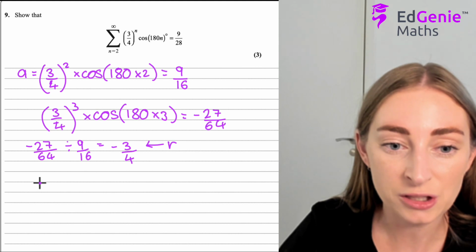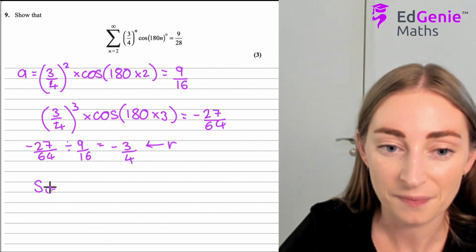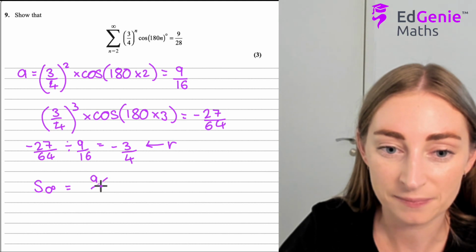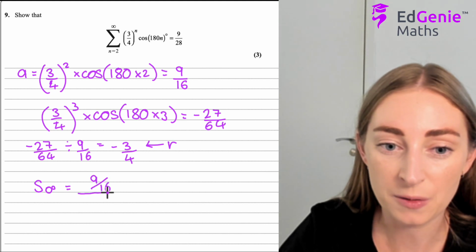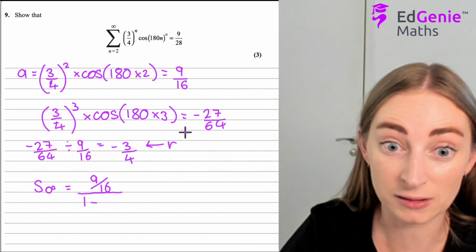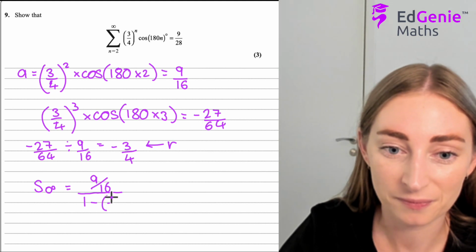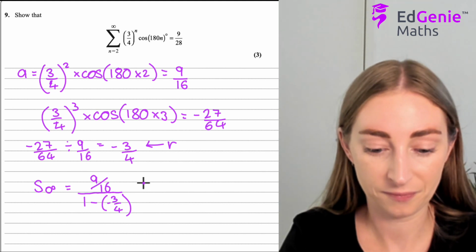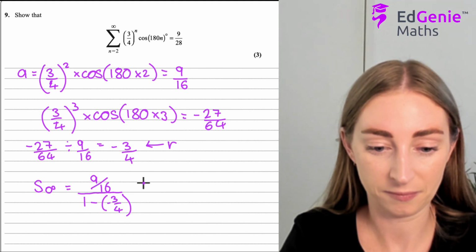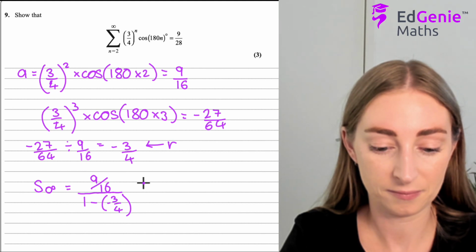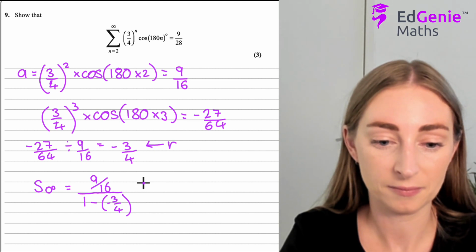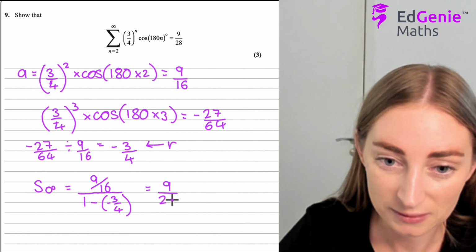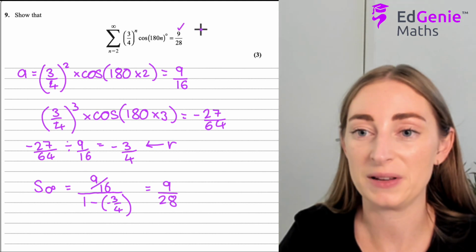So our sum to infinity is going to be a, which is 9 over 16, over 1 minus our common ratio, this one. Let's put that into our calculator. And we've got 9 over 28. Woohoo! So it was a show that, so we got it.